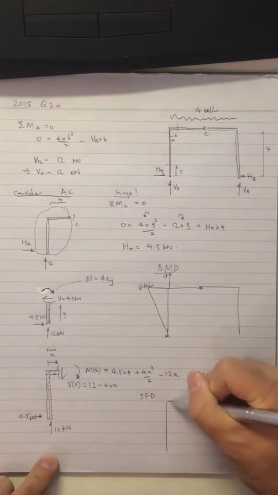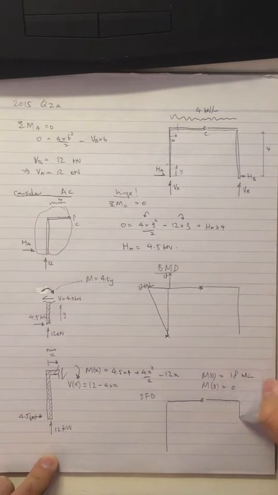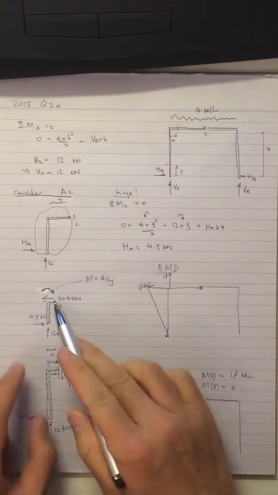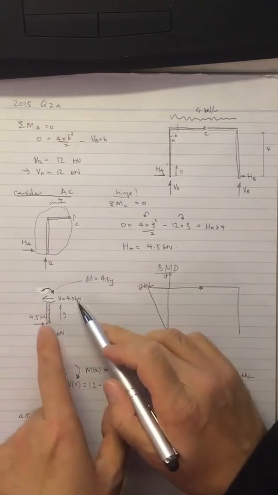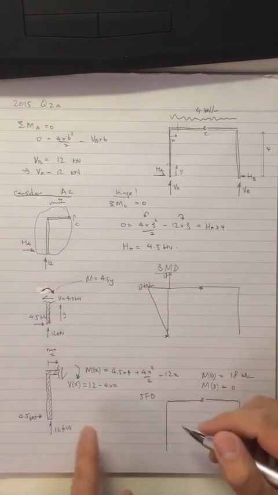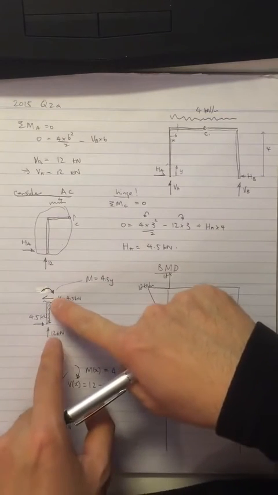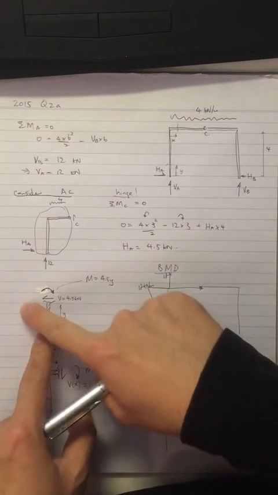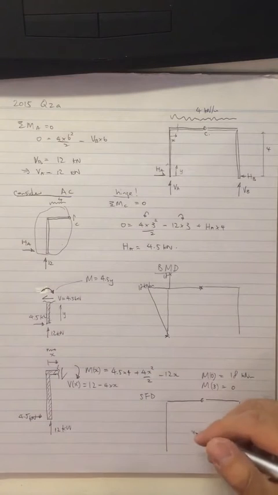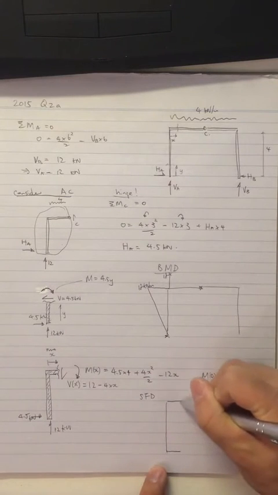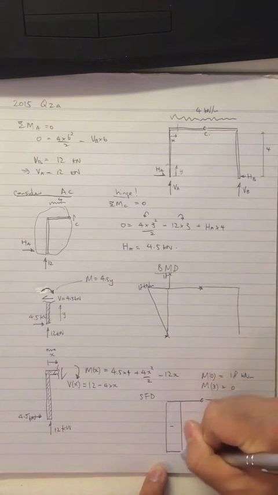For the shear force diagram, going back here, shear force is constant at 4.5 kilonewtons. That shear force makes the free body go counterclockwise, so it's a negative shear force. So it's just negative 4.5 kilonewtons.